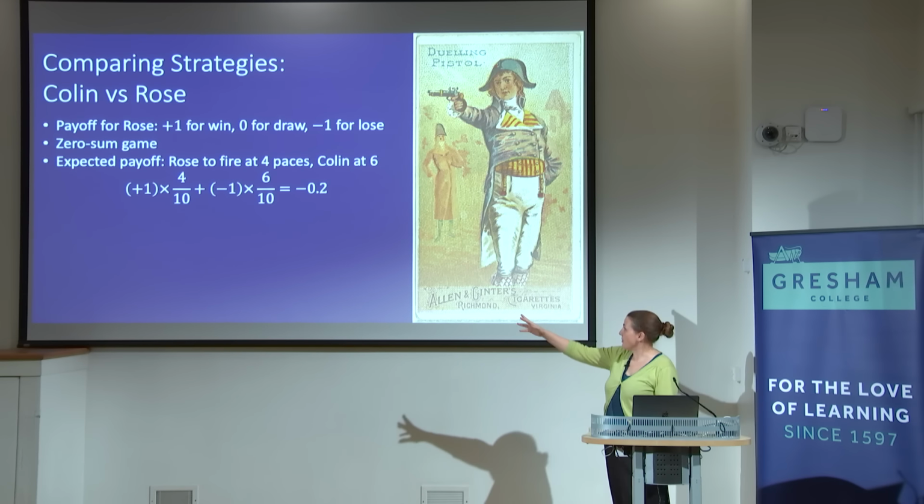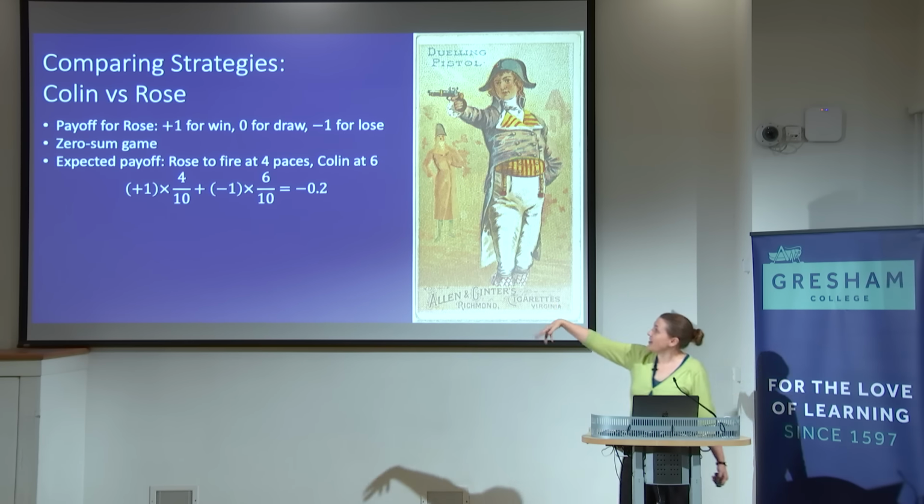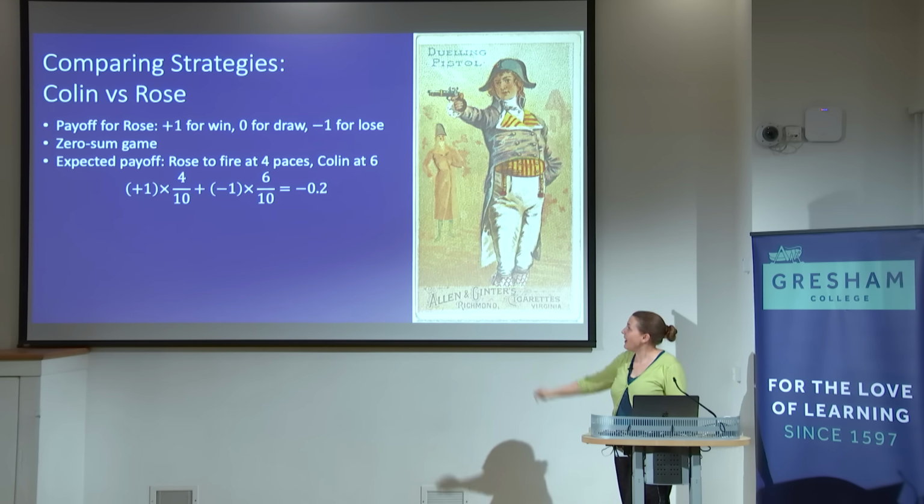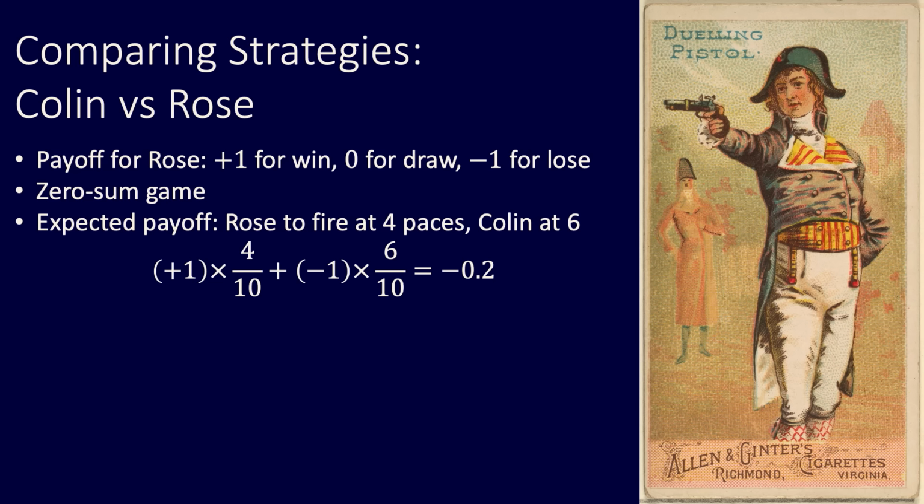So you can just add up those probabilities and find the expected value of this strategy, and you get -0.2. Okay, so that's a negative number. 0 would be kind of neutral for Rose, and anything negative means it's likely that Rose is going to come off worse with this strategy. Okay, so you can do some other ones.